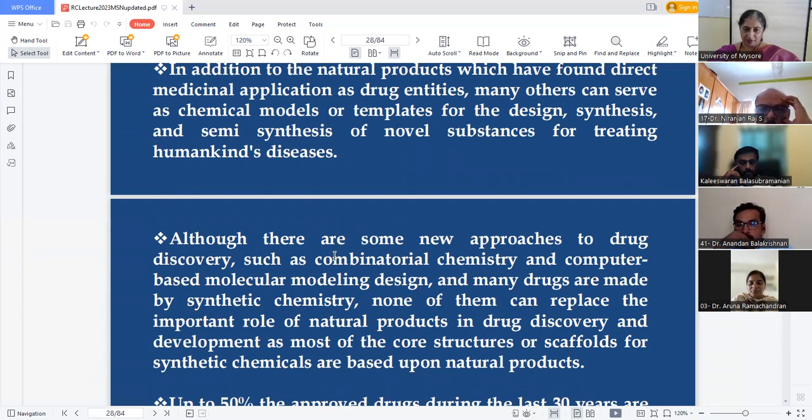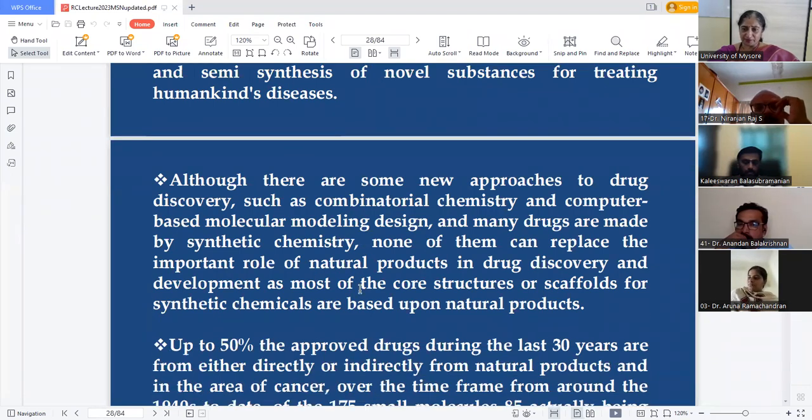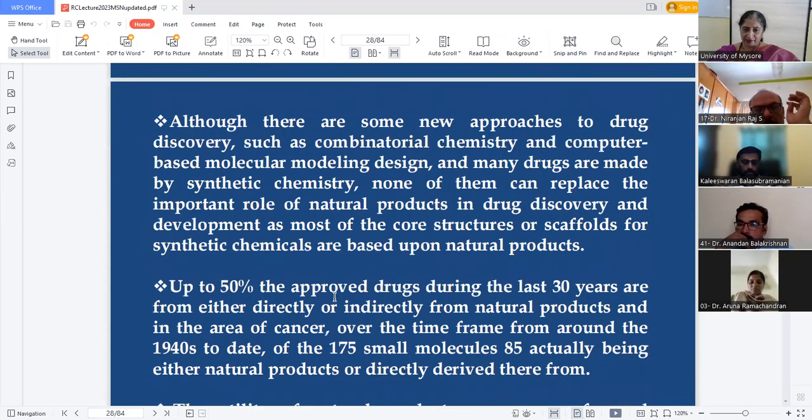And though there are new approaches to drug discovery programs, such as combinatorial chemistry and computer-based molecular simulations and all of them, it depends on what best product you're giving to the individual or for marketability. And it seems that 50% of the approved drugs during the last 30 years are either directly or indirectly derived from natural products, especially for cancer, okay?